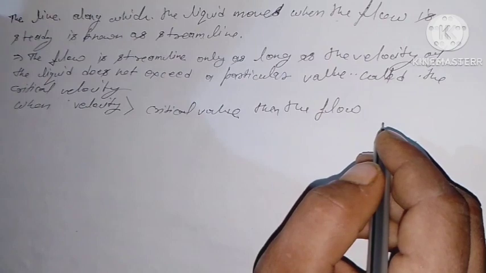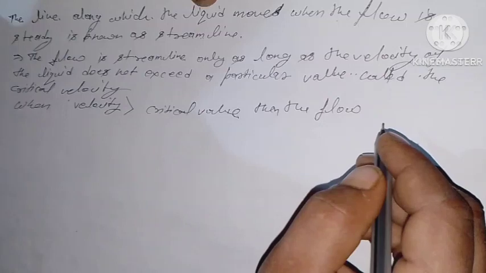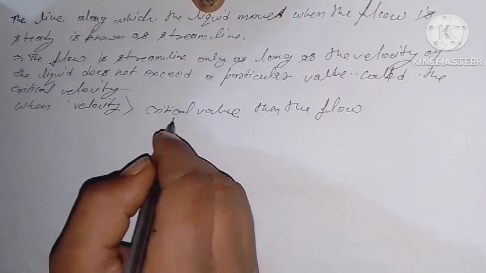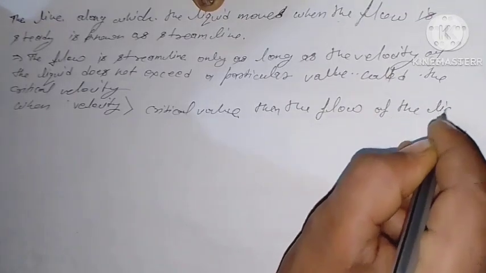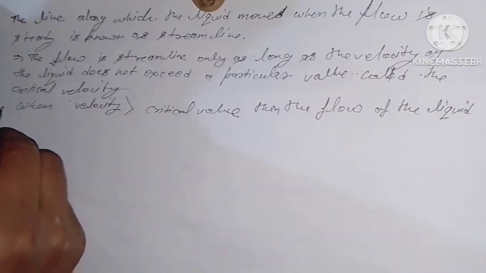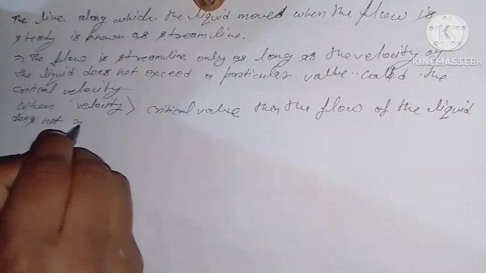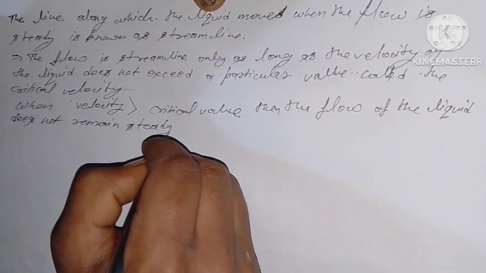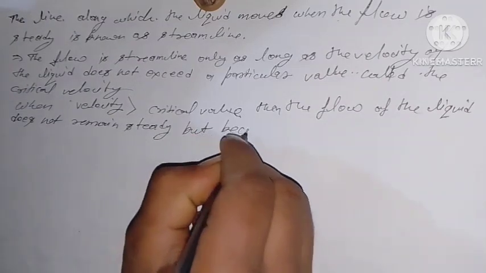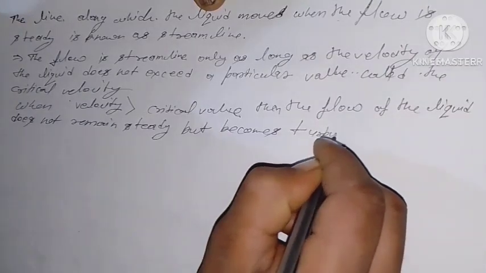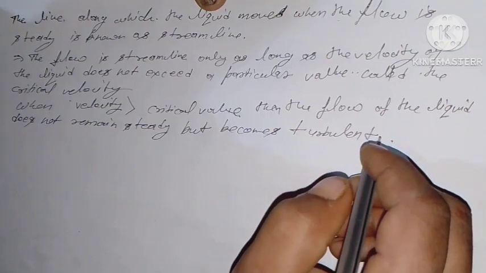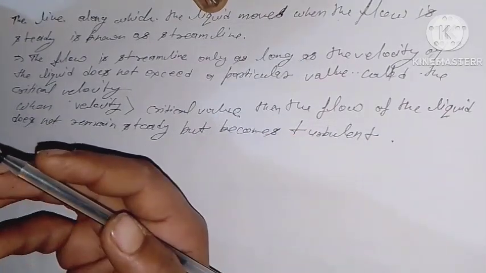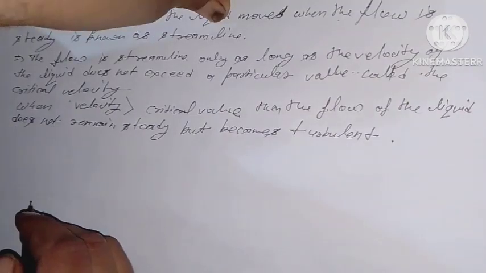When the velocity is greater than the critical value, the flow of the liquid does not remain steady, but becomes turbulent. When the flow is unsteady or turbulent, there are eddies and whirlpools in the motion, and the path is not ideal, as the velocity of the particles is continuously changing. Next, critical velocity.